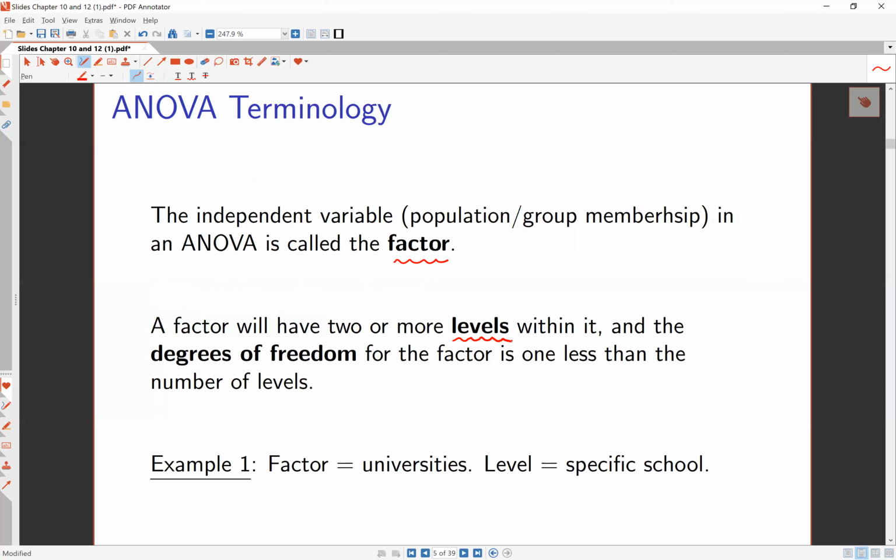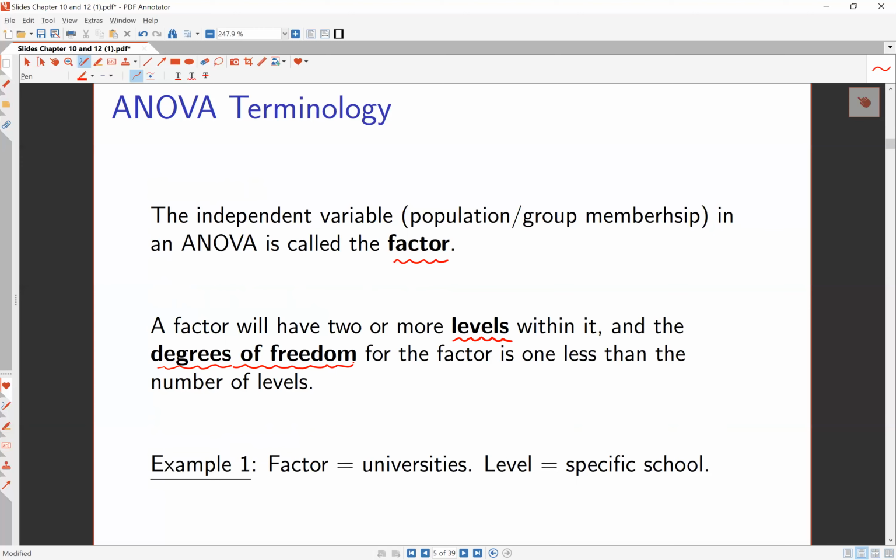And a factor also has degrees of freedom associated with it. And the degrees of freedom are just one less than the number of levels. This should also be somewhat reminiscent of working with the t-distribution, where we subtract one from the sample size. But in this case, we're not subtracting one from a sample size, we're subtracting it from the number of levels, which is the number of different populations or the number of different groups.